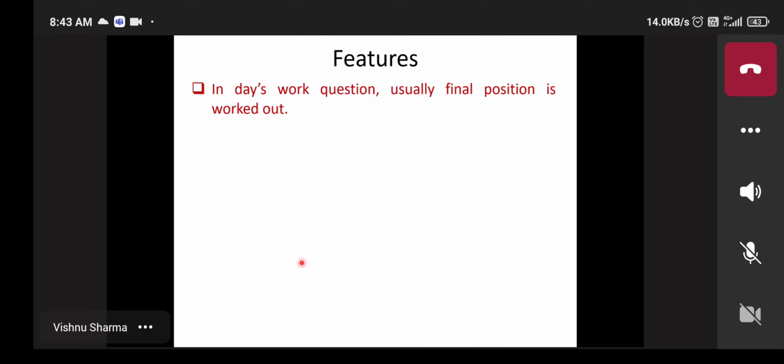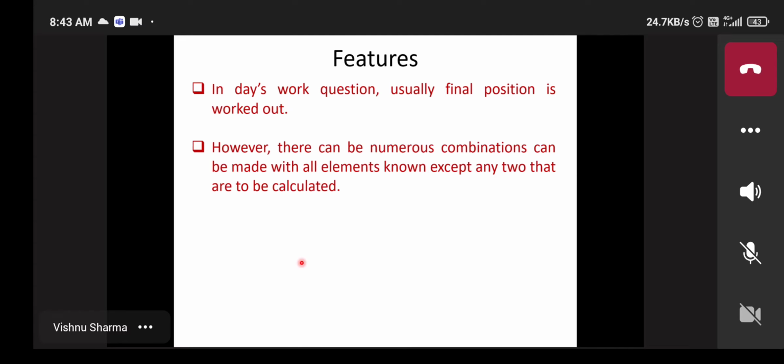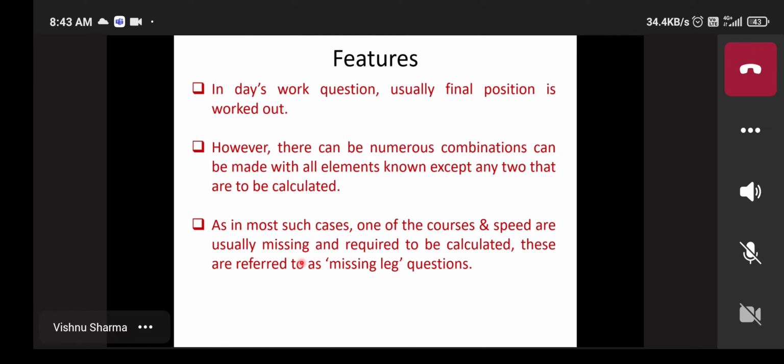Let's take it through. So in a day's work question, usually the final position is to be worked out. However, numerous combinations can be made with all elements known except any two. As in most such cases, one course and one speed are usually missing and required to be calculated by us. Therefore, this type of question has been named just for the sake of remembering and assigning an identity. We call such questions missing leg questions. Okay until this point, beta? Yes, sir.